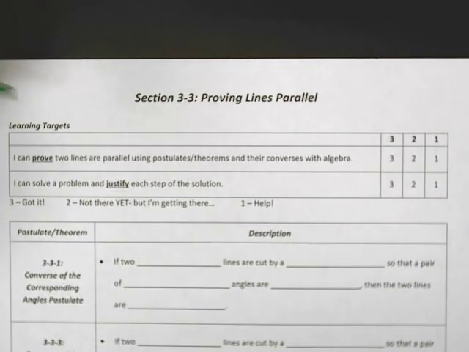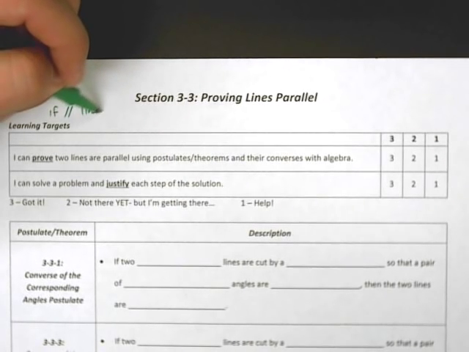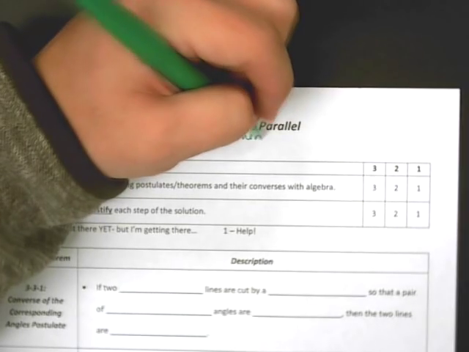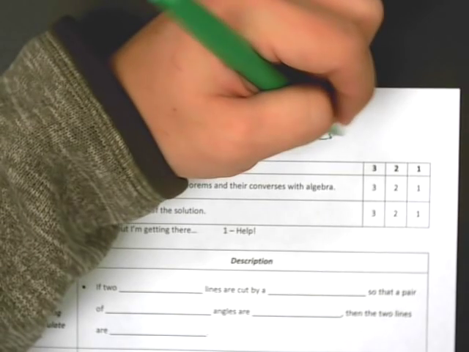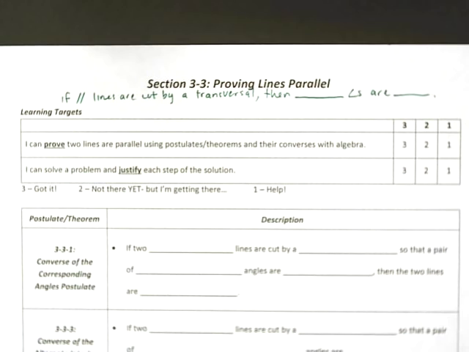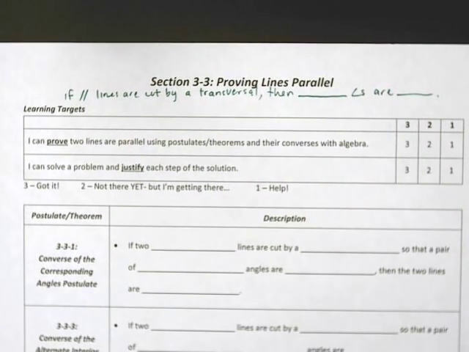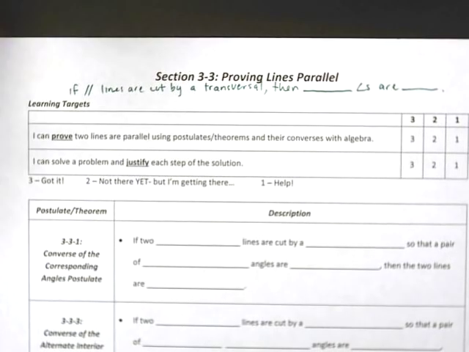Okay? We said in 3.2, so I'm going to come up to the top here and write this out for you. We said something like what? If parallel lines are cut by a transversal, then blank angles are blank, right? Okay, we all remember this? Well, what I'm saying here is that we're basically going to flip-flop.